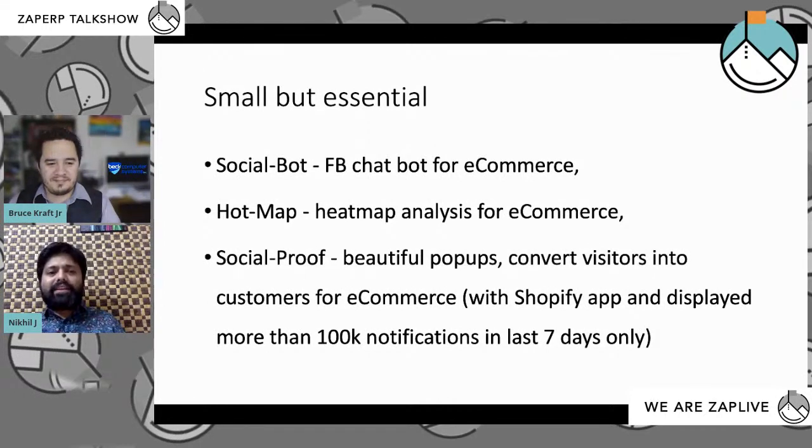These are basically social bots, like a chat bot for your e-commerce store, as well as a heat map analysis for your e-commerce store, then social proof, which basically generates beautiful pop-ups that can help you to convert more visitors into customers. So these are the three small tools that we recently released. Obviously I would be more than happy to go into detail for each of them, but I just thought I would give a high level overview of what we have done for the community due to the recent crisis.